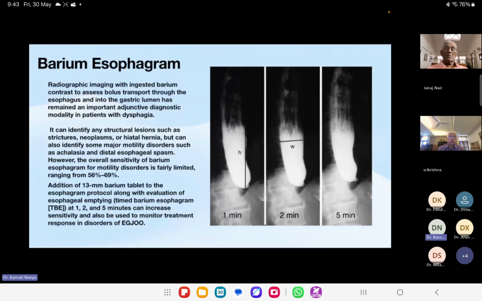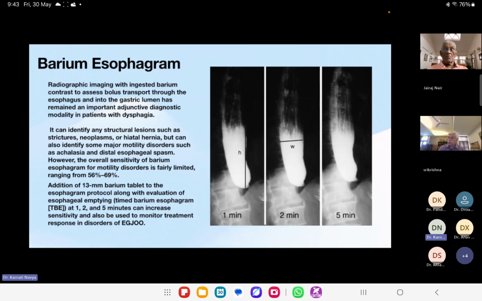Barium esophagogram. This is the radiographic image which is recorded after ingestion of the barium contrast to assess the bolus transport through the esophagus into the gastric lumen, and has remained an important adjunctive diagnostic modality in patients with dysphagia.